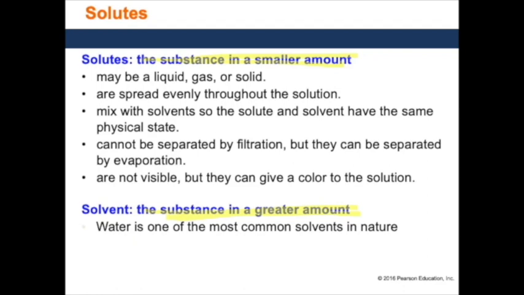Now, when we talk about solutions in total, they can be of many different types, and that would depend on what solute and what solvents we are mixing together. For instance, solute can be liquid, gas, or solid. Whenever we talk about solution, we usually think we are mixing a solid into a liquid, but that's not true. Solute can be liquid, gas, or solid. They are spread evenly or uniformly throughout the solution. Solutes mix with solvents so that the solute and solvent have the same physical state. What this means is that in the beginning, solute and solvent can be of different states, but at the end, once a solution is prepared, both of those are in the same state.